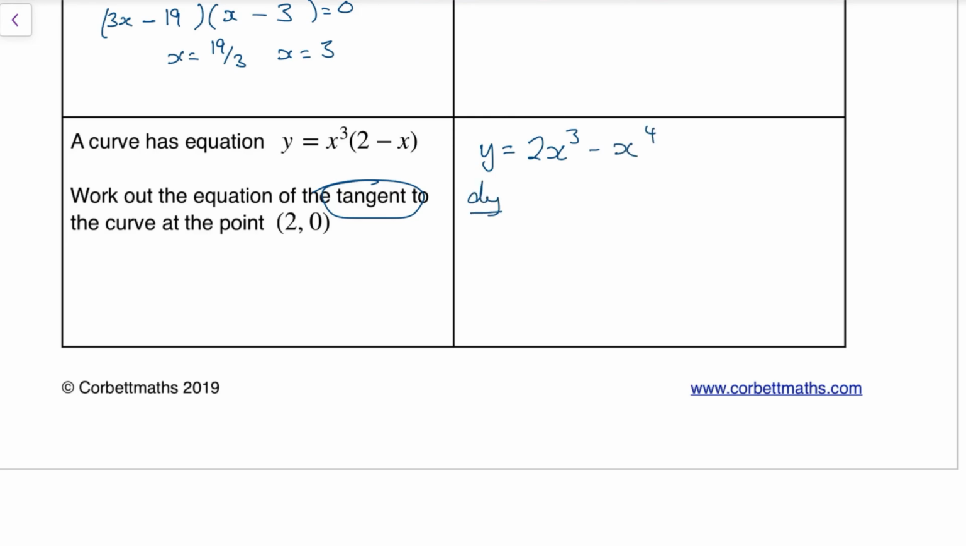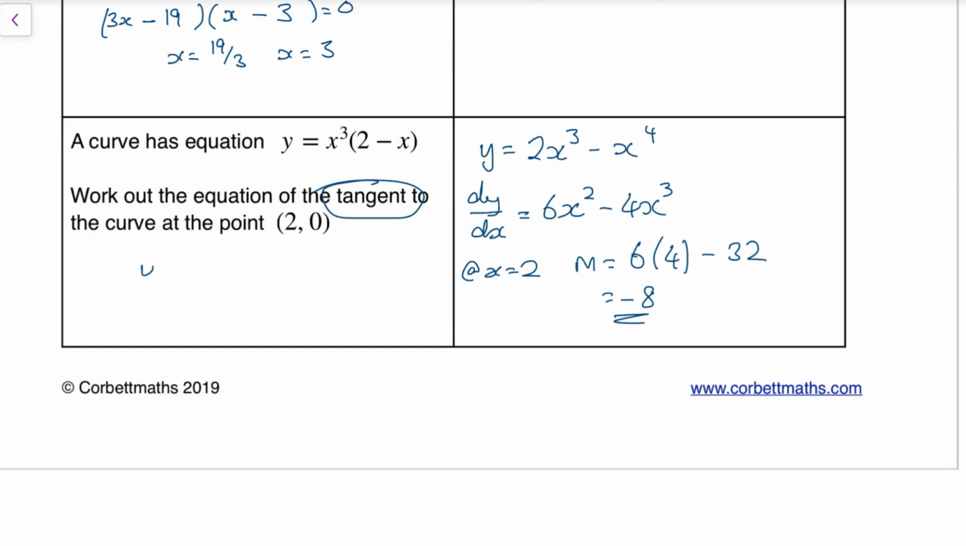Then I'm going to differentiate, which is going to give me dy/dx equal to 6x squared minus 4x cubed. And then I'm going to put in the value 2, so x equals 2, the gradient is equal to 6 times 2 squared, which is 4, minus 4 times 2 cubed, which is 8, and 4 times 8 is 32, and 24 minus 32 is going to give me minus 8, which means my gradient is minus 8.